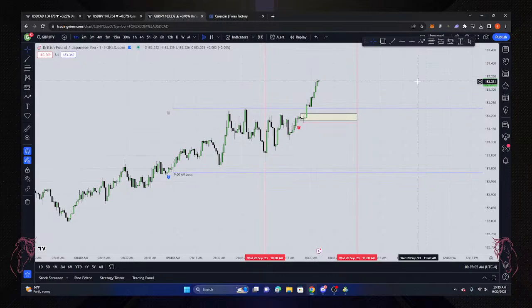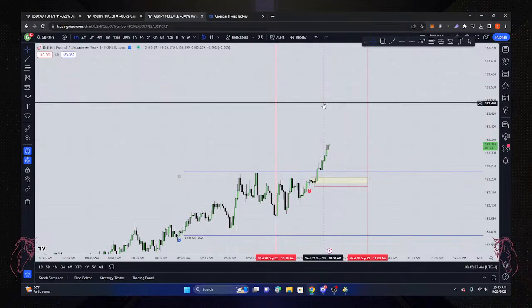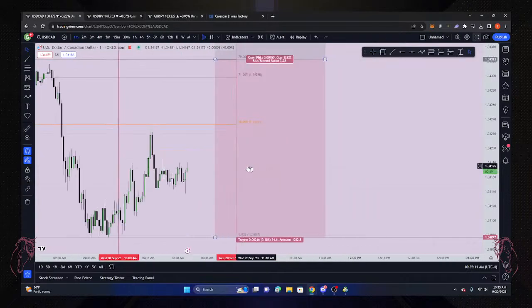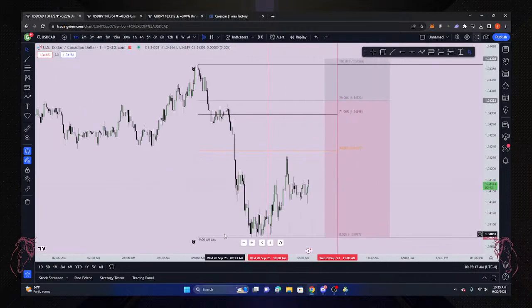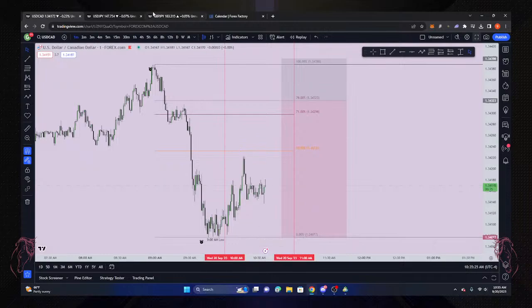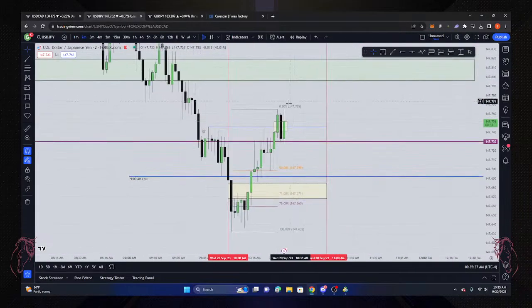It looks like GJ is wanting to continue going higher, targeting these external highs. USDCAD, nothing yet. We do see an internal shift in market structure or sweep of liquidity, but 9 a.m. lows have not been swept, and I will not be looking for an entry until liquidity is swept. I'm not going to chase price.